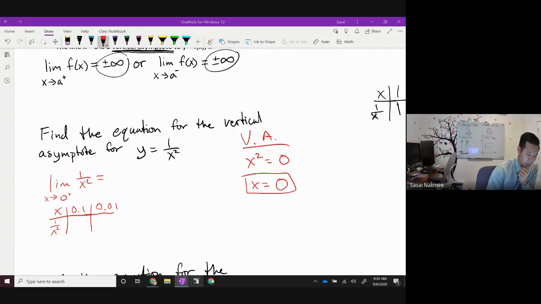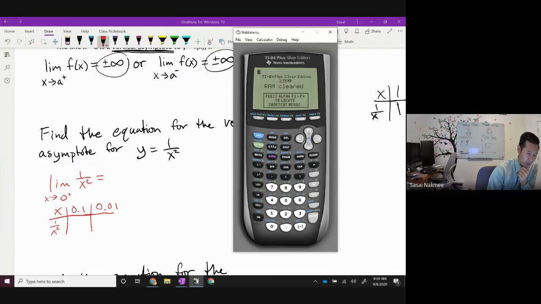And then all we got to do is plug it in the calculator and see what it is doing as it gets closer and closer. So I'm going to go ahead and do that. I'm going to plug in 1 over, put these in parentheses, 0.1 squared, and I get 100. You see that? I get 100 there. So then I try another number. Let's try 0.01 and see where that goes. It gets up to 10,000, right?